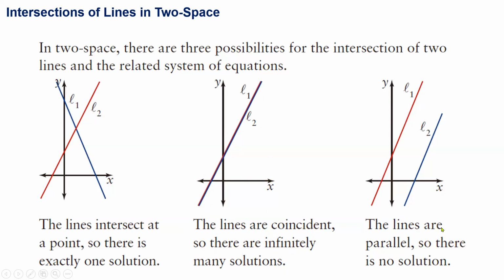And these 2 lines can also be parallel and unique, which means they are parallel, but they are not on top of each other. So there is no solution to this system, right? Okay, so have a look at these 3 cases here. Do you have any questions?